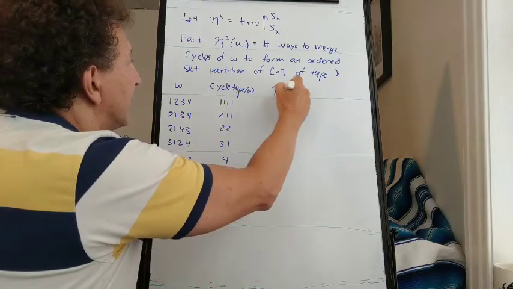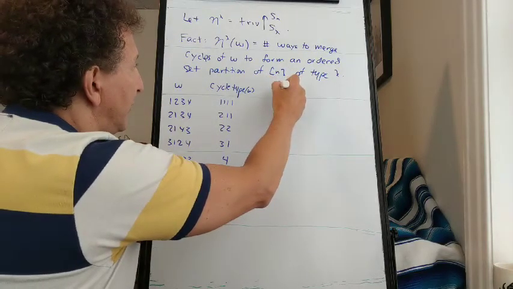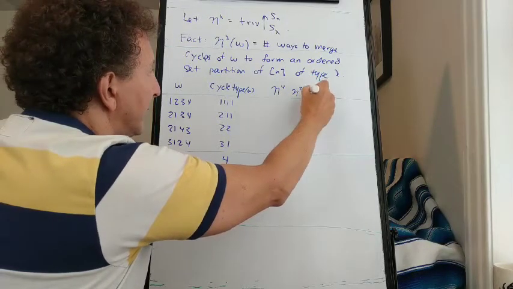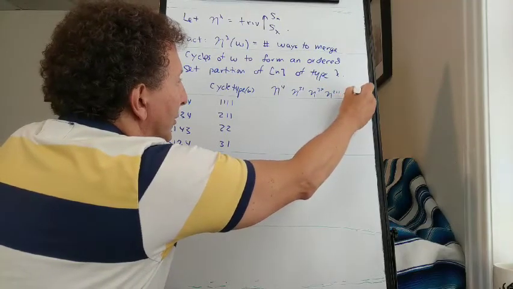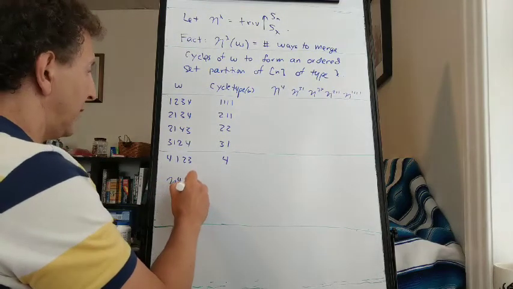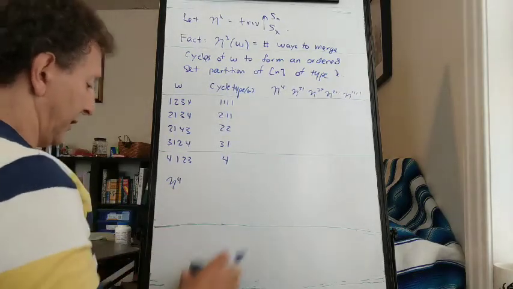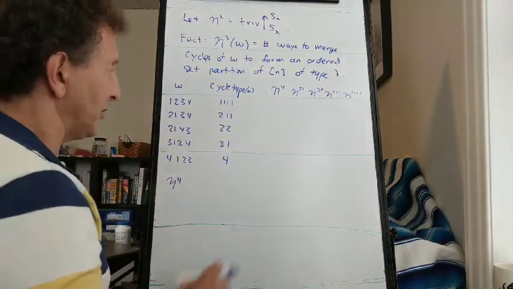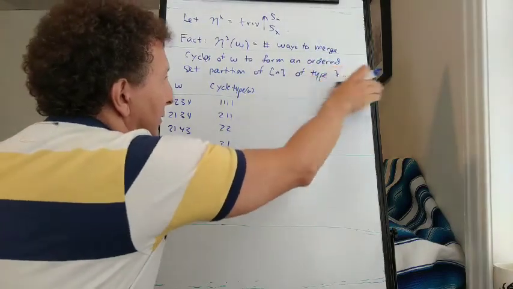So let's put eta 4, eta 3, 1, eta 2, 2, eta 2, 1, 1, and eta 1, 1, 1, 1 values in these columns. So for eta 4, we want to merge the cycles of W, so we'll pick a W. Oh, actually, you know what, this would be a lot of computation. I just want to do eta 2, 2, and then I'm going to let you guys do the other ones for homework.